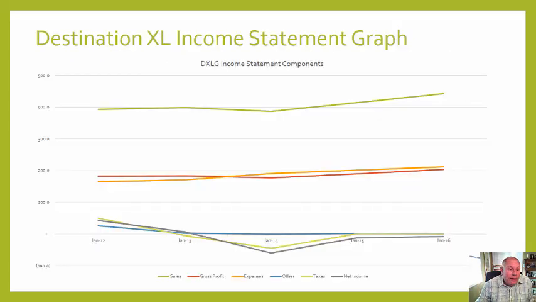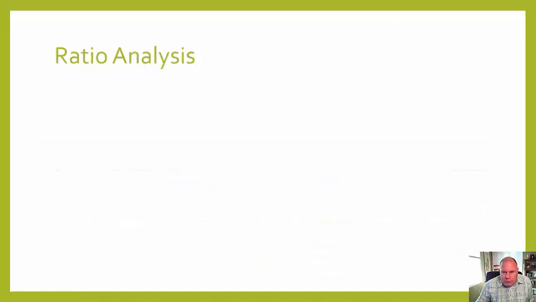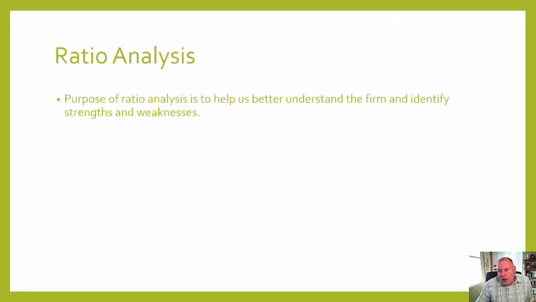Same thing with a graph. We can see what's happening, and we could, of course, throw trend lines and such in here also. Ratio analysis. So we got that. That's the first step. The purpose of ratio analysis is to help us better understand the firm and identify strengths and weaknesses. It's meaningful only within the context of the company's business cycle and the industry. Very important to note that.